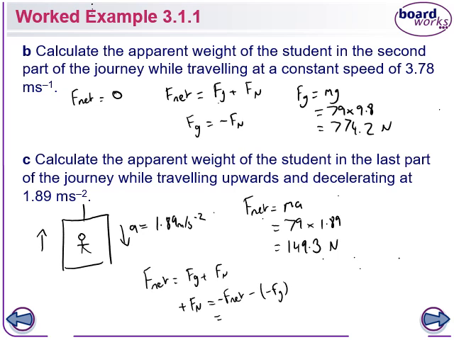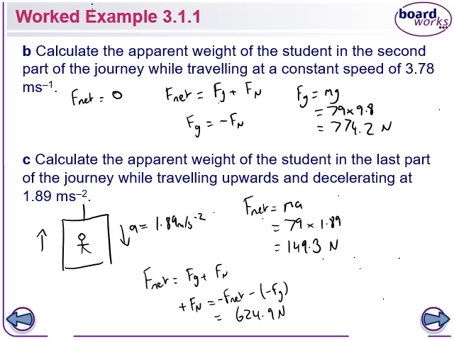Okay, so a net force, 149.3, plus our gravitational force, because it's a negative, and so we get 624.9 newtons. And so from this we can see that our normal weight is 774. Our weight in this case is 624.9. Our apparent weight is less than our normal weight, so you'll feel lighter than you normally would.